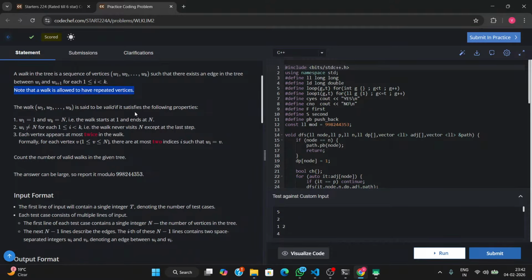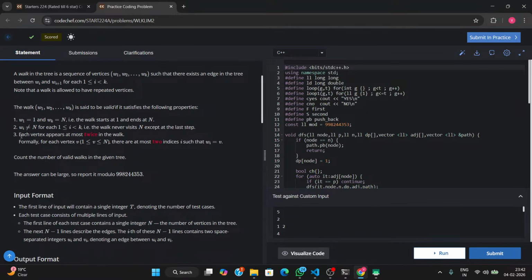Now the walk is said to be valid if and only if we start with 1 and we end with n. So we need to walk from 1 to n. Also, if we reach n, then we need to end the walk there only. We cannot go to n and then come back. So that means Wi should not be equal to n for any i less than k, which means n is the end element of the array, but we are allowed to come back to 1, right? Except at the last step.